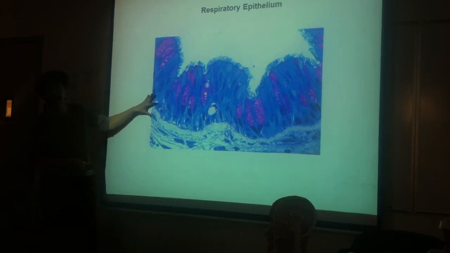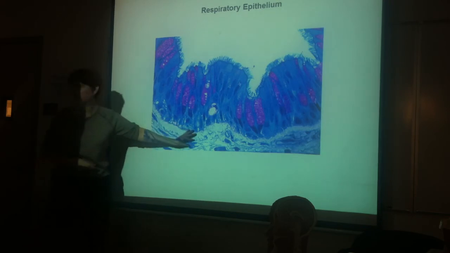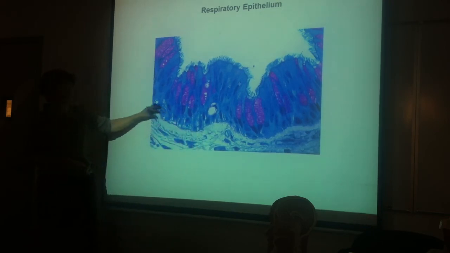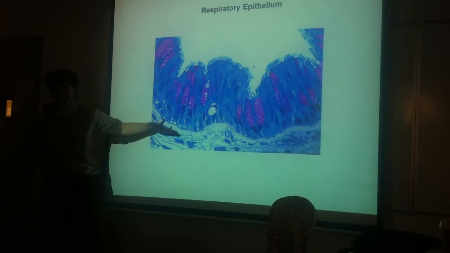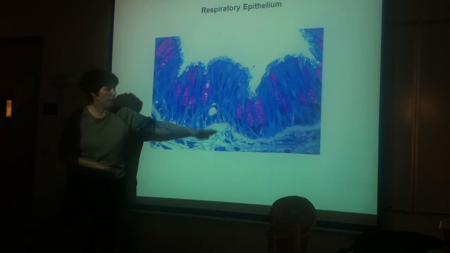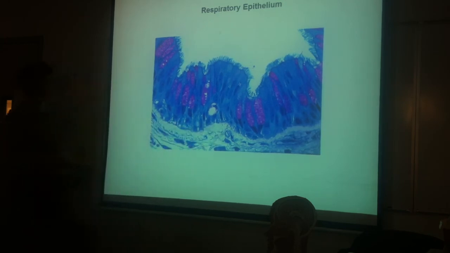And another key characteristic of pseudostratified is a very thick basement membrane. All epithelial tissue have a basement membrane, but it's easiest to see on pseudostratified because it's so thick. And that's a component of both the epithelium and the underlying connective tissue.